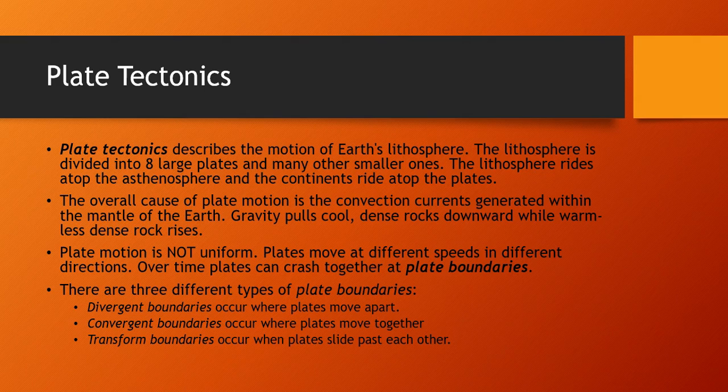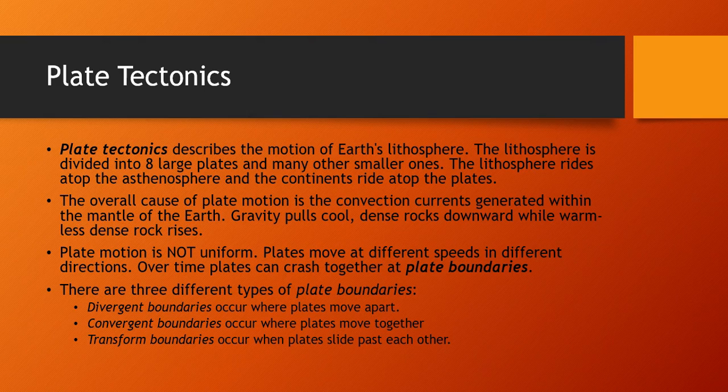The plate motion is caused by those convection currents within the mantle. Right? So the dense rocks move down, the less dense rocks move up, and that causes the mantle to move. But because that type of convection current is not uniform, plate motion is not uniform. Plates move at different speeds, they move in different directions, and they come together at regions we call plate boundaries. And understanding what happens at each of these plate boundaries tells us something about what happens on the Earth.